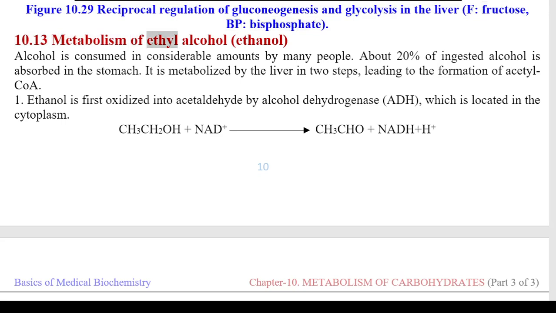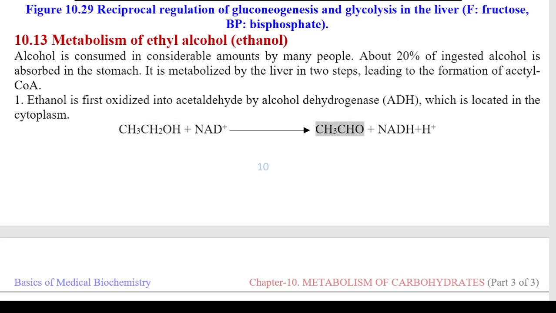10.13 Metabolism of ethyl alcohol, ethanol. Alcohol is consumed in considerable amounts by many people. About 20% of ingested alcohol is absorbed in the stomach. It is metabolized by the liver in 2 steps, leading to the formation of acetyl-CoA. 1. Ethanol is first oxidized into acetaldehyde by alcohol dehydrogenase, ADH, which is located in the cytoplasm.